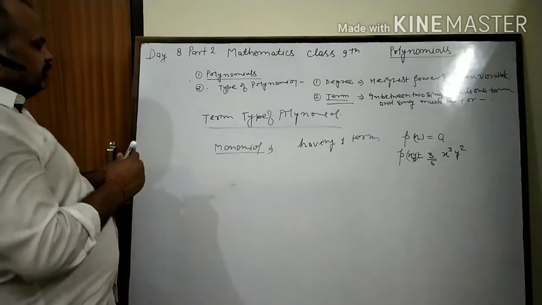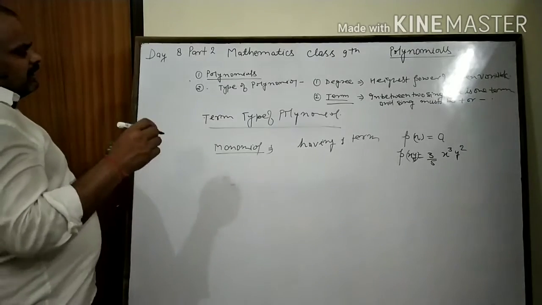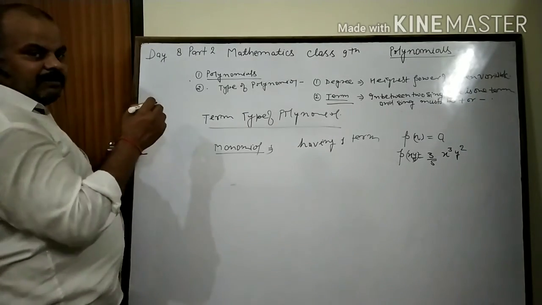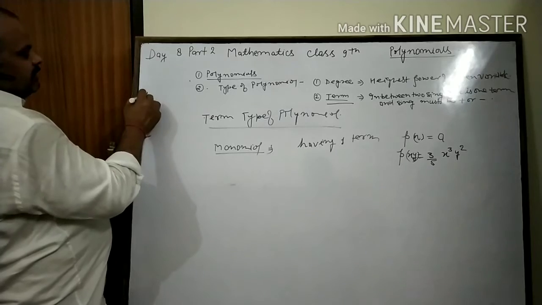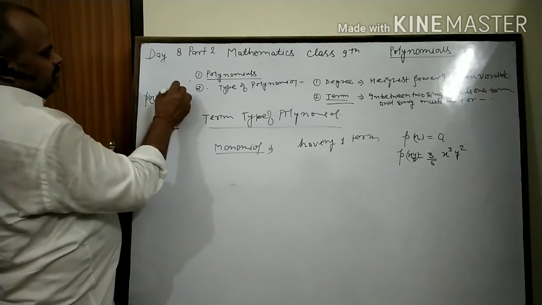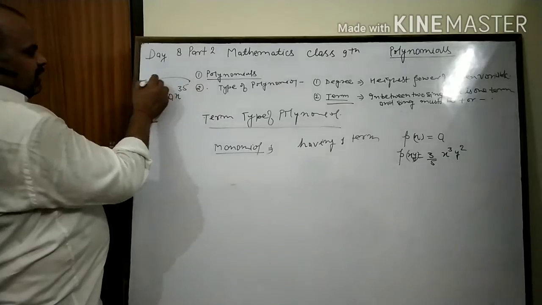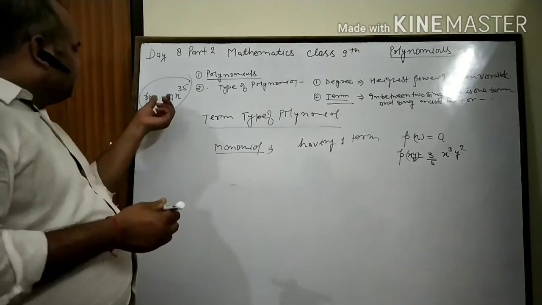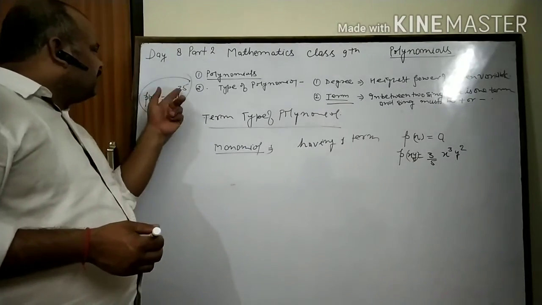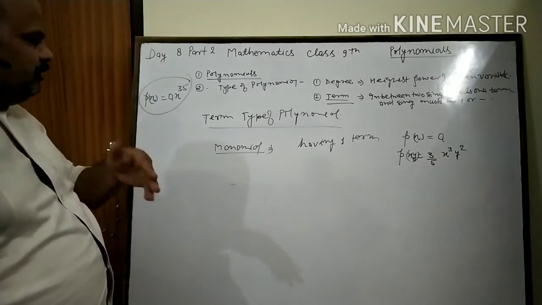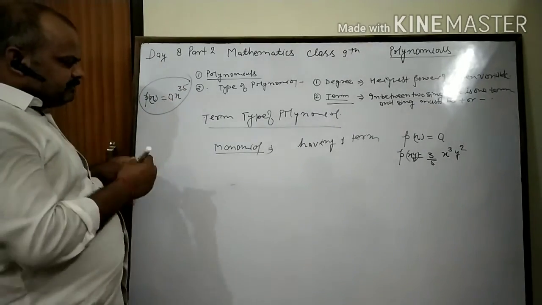See in your book there is a question: write a monomial of degree 35. Clear? Then here px is equal to ax to the power 35. It is a monomial of degree 35 because it has only one term and its degree is 35. Clear? In the same way, in your book there are different types of questions.